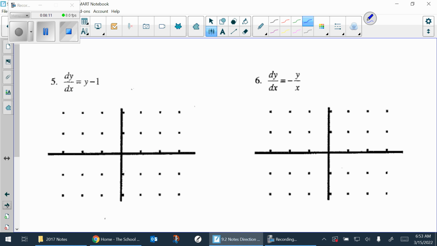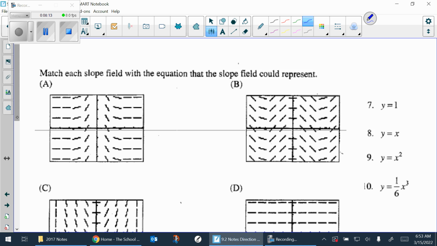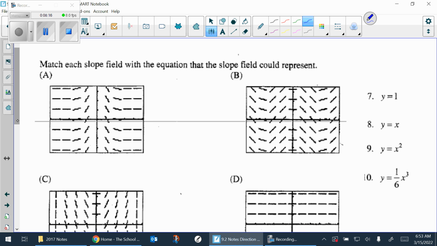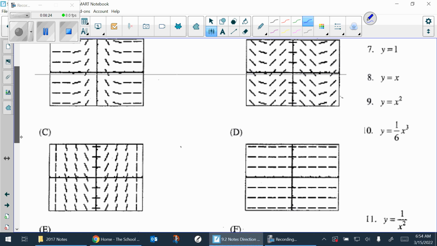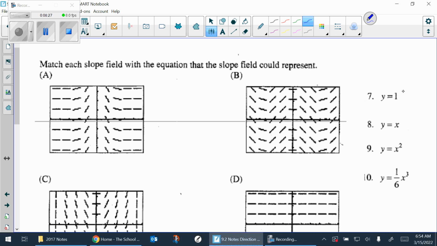Now, when we get to the matching section, we want to know, match the slope field with the function. Okay. Let's do something like number 9. Let's try to figure out what letter is number 9. If y is equal to x squared, wouldn't the derivative dy/dx be equal to 2 times whatever x is?